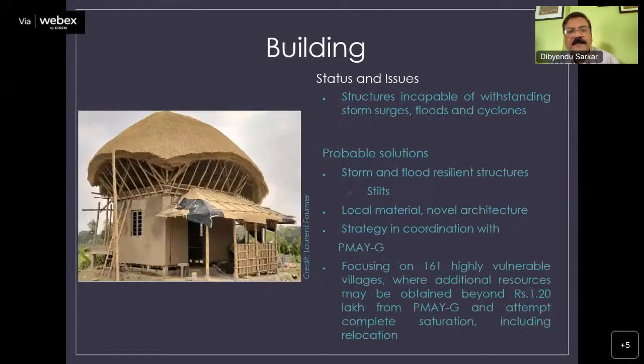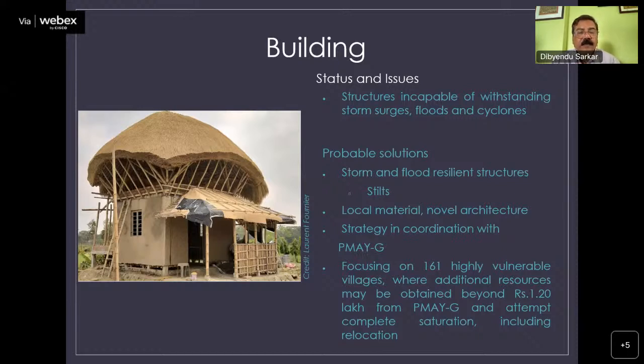Yeah, buildings. Structures are incapable of withstanding storm surges, floods, and cyclones. Most of the structures are not capable of that. So what can be done? Storm and flood resilient structures. Structures on stilts, like the photograph that you have seen, which has been developed by Lauren.